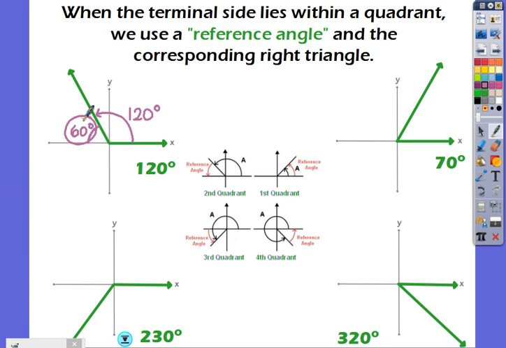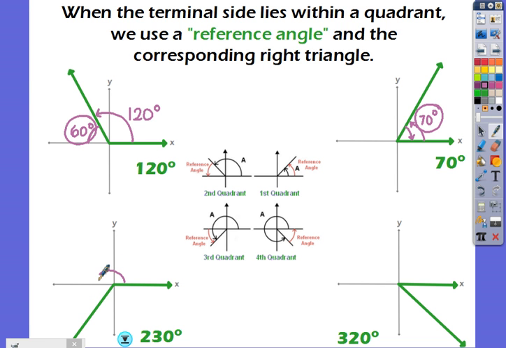If we were in the first quadrant, we've got this 70-degree angle. Now remember, I said that you're going to try to take that terminal side to the x-axis. Well, the shortest way to the x-axis is just to use that 70 degrees. So 70 degrees is its own reference angle. That's kind of a weird one. Let's do a third quadrant one.